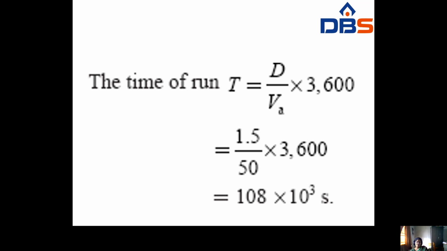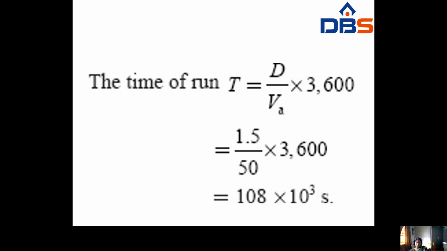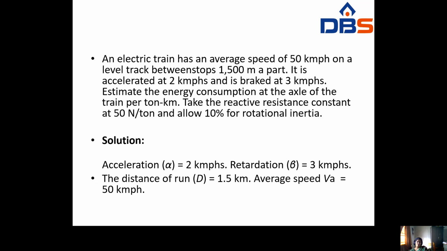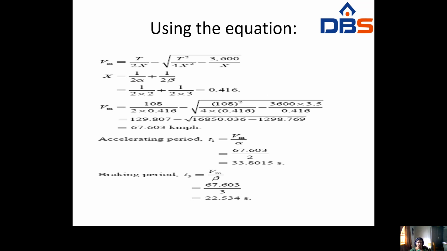T will be 108 milliseconds divided by 2 into 0.16. So minus 1.108 whole square by 4 into 0.416 minus 3600 into, divided by 0.416. So there will be no 3.5. It is pre-take mission.